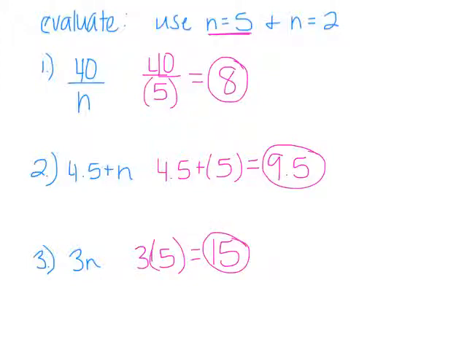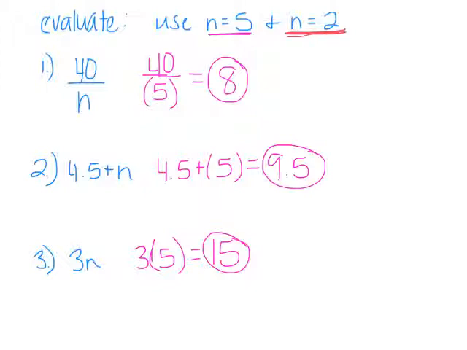And any time that a number is outside of parentheses, or a number is directly next to a variable, that means that it is going to be multiplication. So go ahead and pause the video and use n equals 2 for the rest of them.